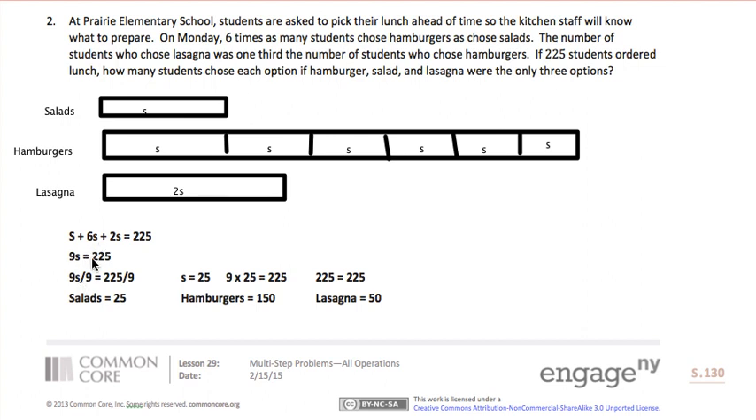I double checked to make sure that our original equation, 9 times s, or 9 times 25, equals 225. And then took each part. Salads was 25, hamburgers were 6 times s, which was 150, and lasagna was 2 times s, which was 50. And a second time I double checked to make sure that 150 plus 50 plus 25 equals 225, which it does.